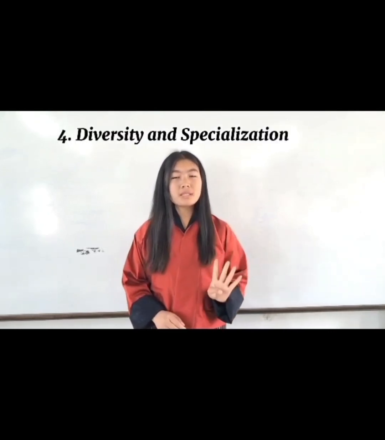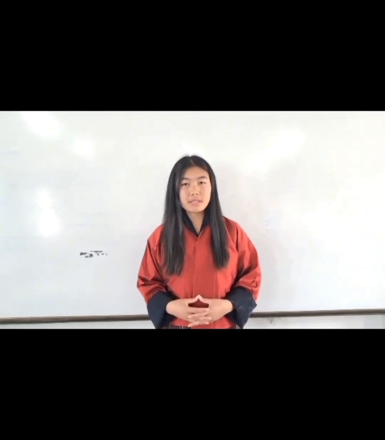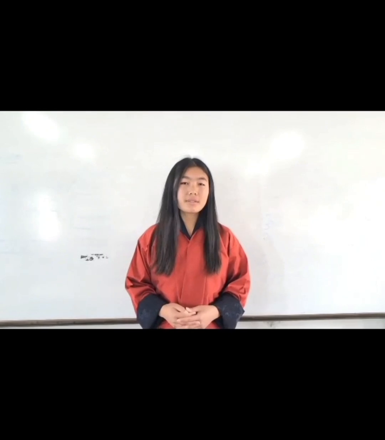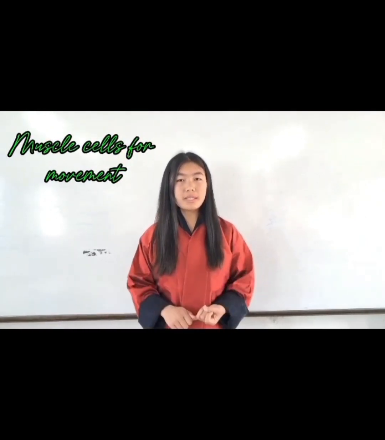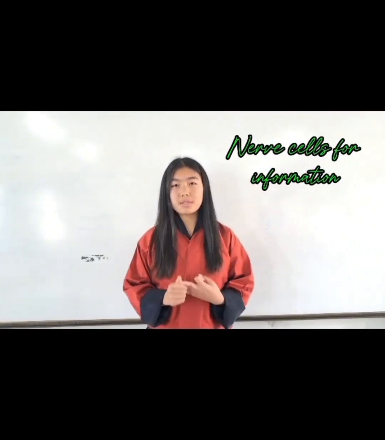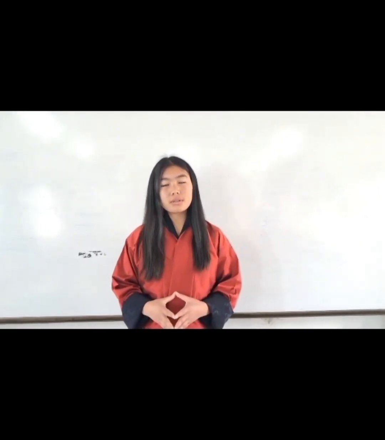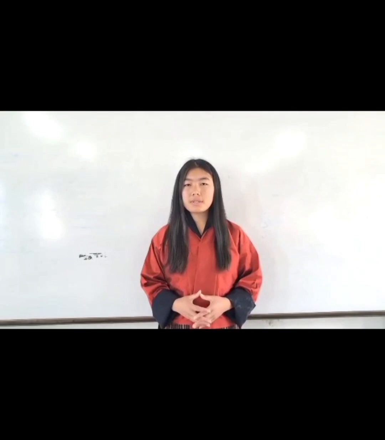Number 4. Diversity and specialization. While all cells share some basic features, there is a remarkable diversity. Multicellular organisms like humans have specialized cells for specific tasks: muscle cells contract for movement, skin cells provide protection, nerve cells transmit information, and red blood cells carry oxygen throughout the body. This specialization allows organisms to perform complex functions essential for survival.